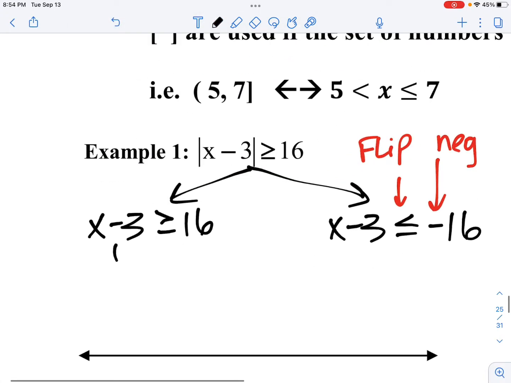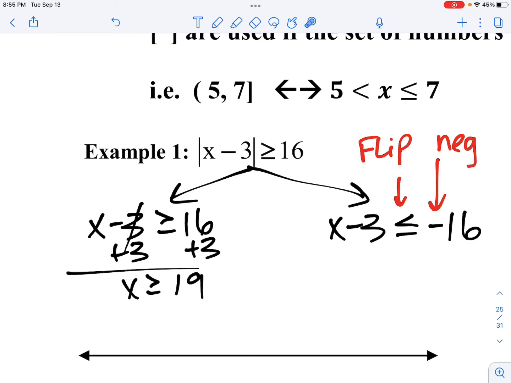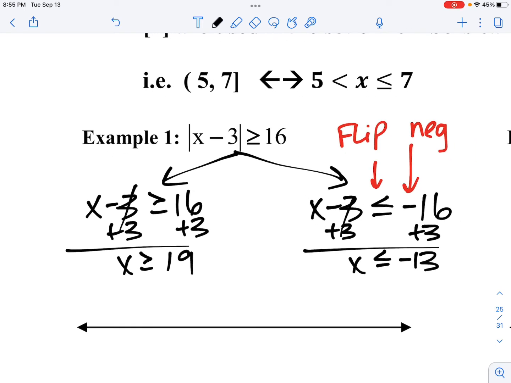I'm going to add 3 everywhere. 16 plus 3 gives me 19. Now I'm going to solve this one. I'm going to add 3. Those are my 2 answers. And I bet you could put 19 and negative 13 on your number line, right? I'm going to put the negative 13 first because it's negative. And the 19 goes here.